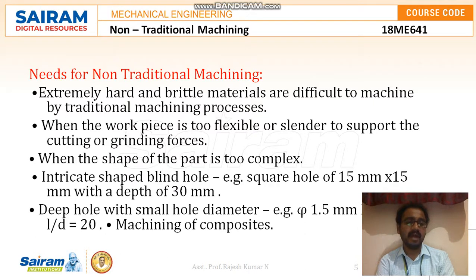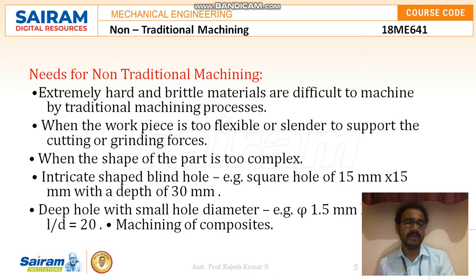And even in the traditional machining process, the workpiece should be hard, but here that is not the case. Here the workpiece can be too flexible, or in other words, too slender. Such a workpiece would need support for the cutting or grinding process. That is not at all the case in the non-traditional machining process, where the workpiece and the tool need not be harder or very tough. Such kinds of restrictions are not there.